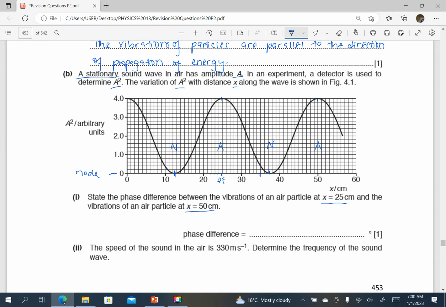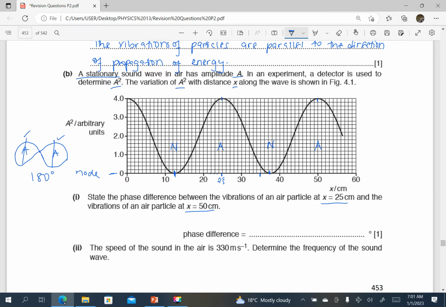If you look at a stationary wave, I know you are used to these loops. Let me just draw for you the loops you are used to. So you have an antinode here and another antinode here. Remember, this is a segment and this is another segment. So particles in two adjacent segments are 180 degrees out of phase. That's what your teacher must have told you.